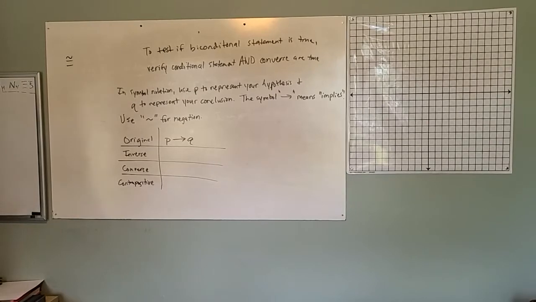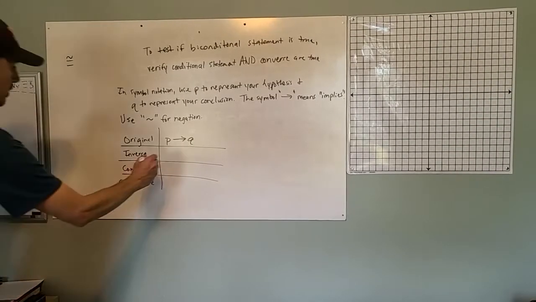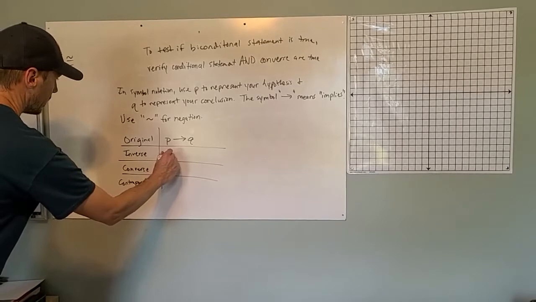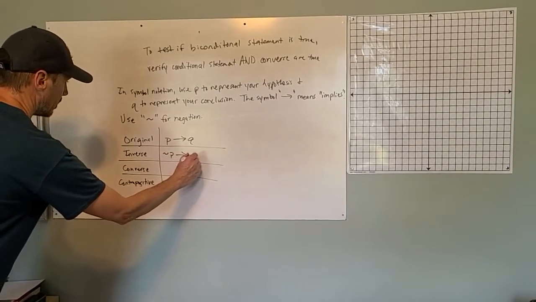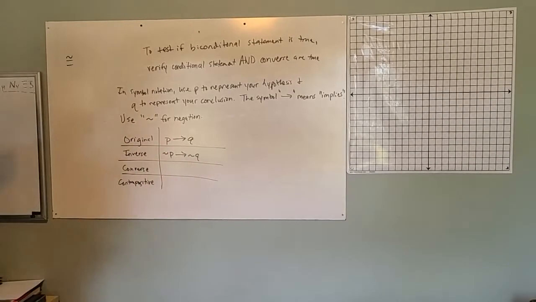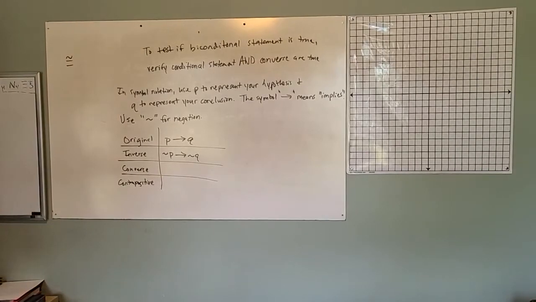Do you remember how we found the inverse from the original? We negated both of them. So then we would put a tilde in front of each of those, and that's how in symbol form we would write the inverse. Make sense? Yes. Okay.